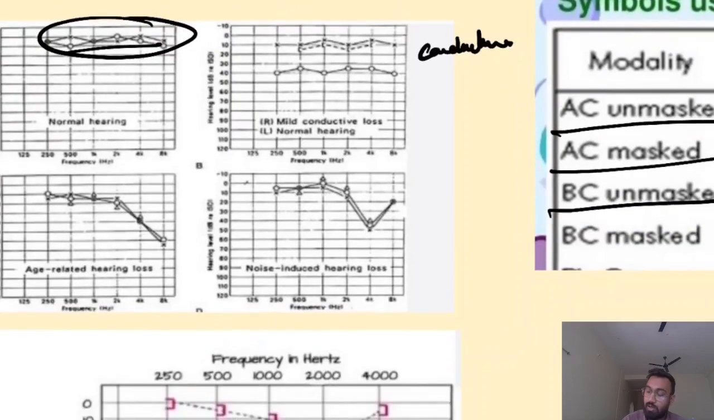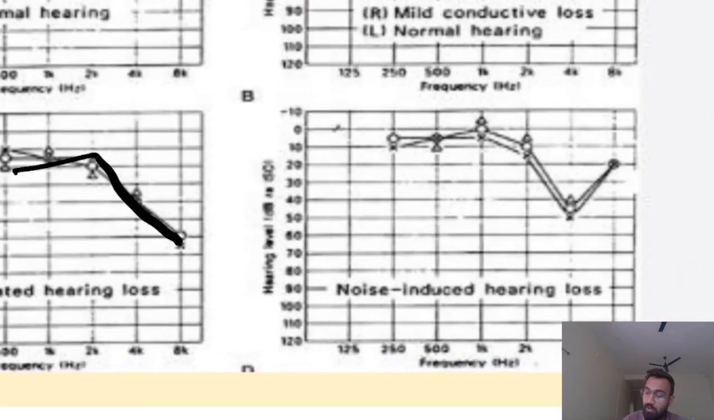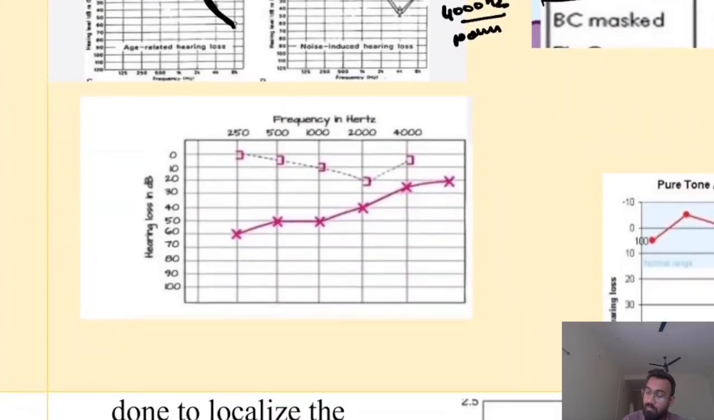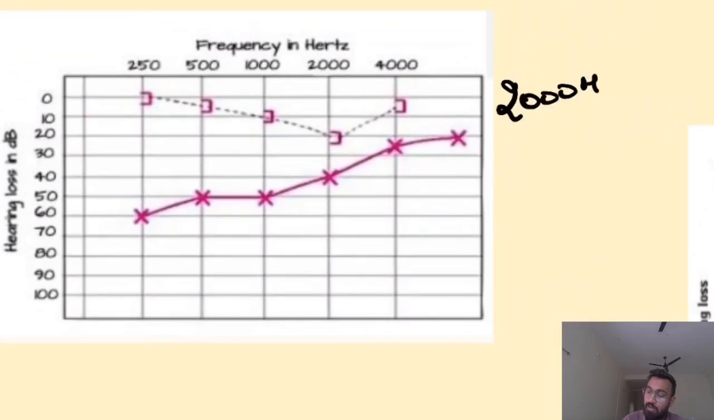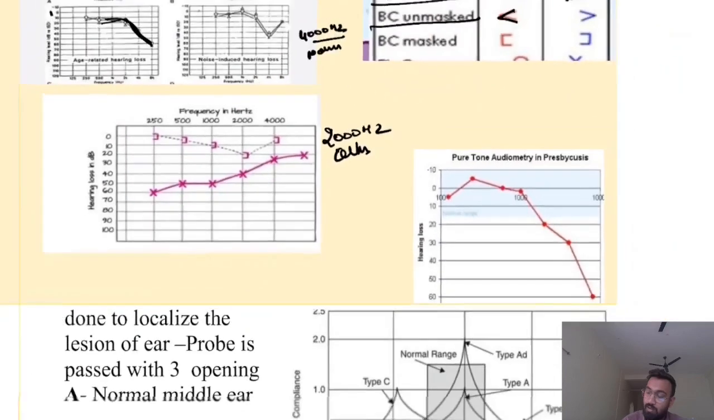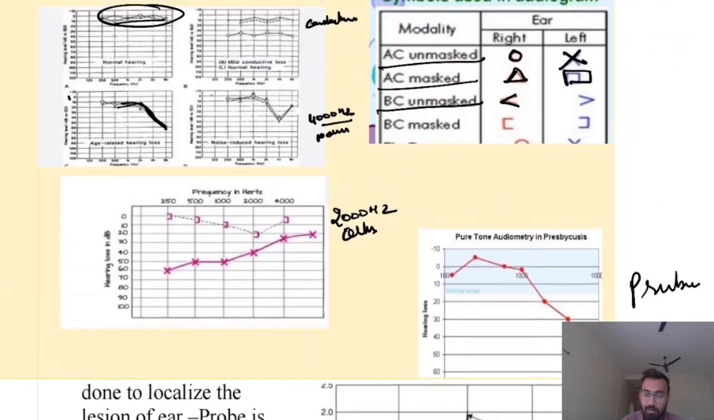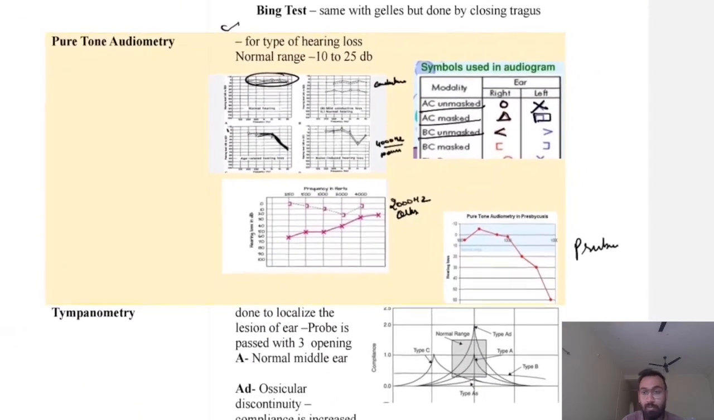Okay, so in age related hearing loss, there is a hearing loss at higher frequency and in decreasing form. So this is age related hearing loss. If there is a dip at 4000 hertz, that is noise induced hearing loss. If there is a dip at 2000 hertz, then it is otosclerosis. Okay, you can see at higher frequency the hearing loss is increasing. So this is presbycusis, that is age related hearing loss. So did you get the pure tone audiometry?